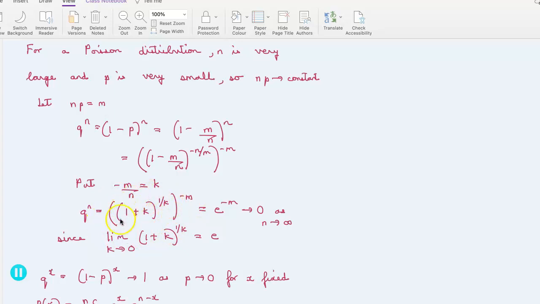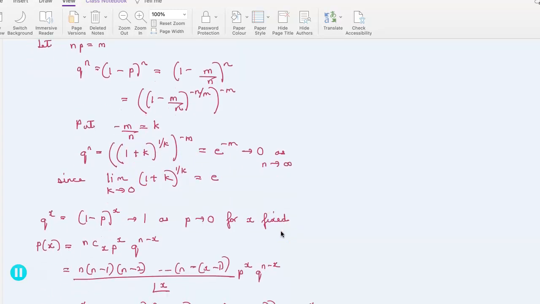And 1 plus k raised to 1 by k is basically e. And if I put this as minus m, e raised to minus m, what happens to this as m tends to infinity? It tends to 0. So we know that limit as k tending to 0, 1 plus k whole raised to 1 by k is e. That is how we are writing this as e. So coming back, q raised to x becomes 1 minus p raised to x, and this tends to 1 as p tends to 0 for a fixed x.